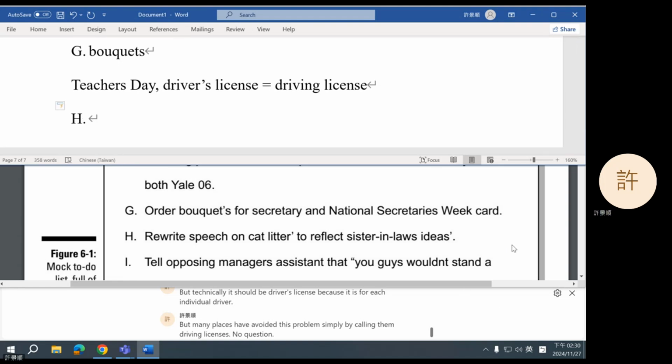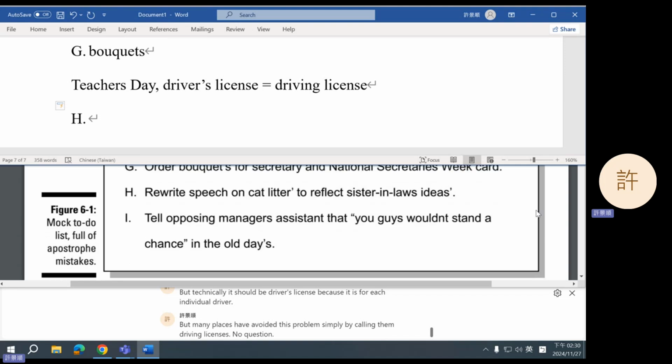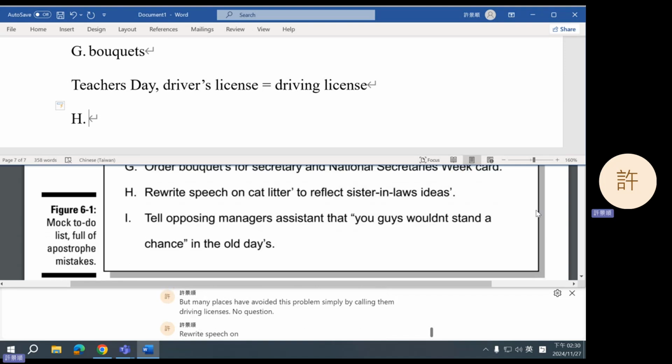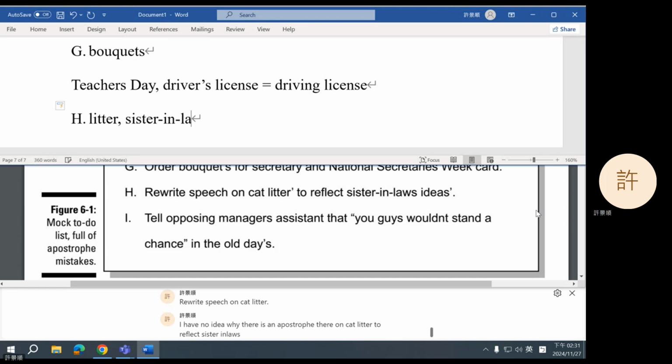H. Rewrite speech on cat litter. I have no idea why there's an apostrophe there. On cat litter to reflect sister-in-laws, idea. No apostrophe. By the way, cat litter, 猫砂.